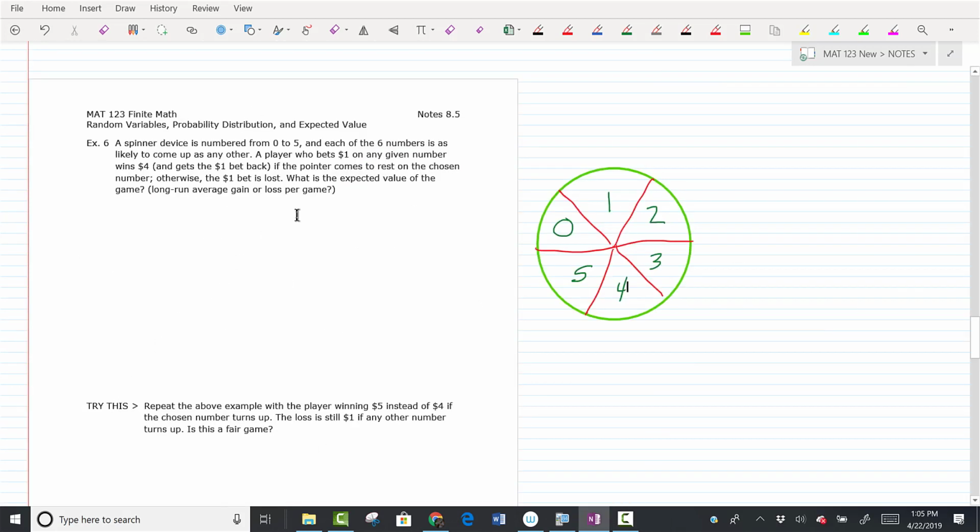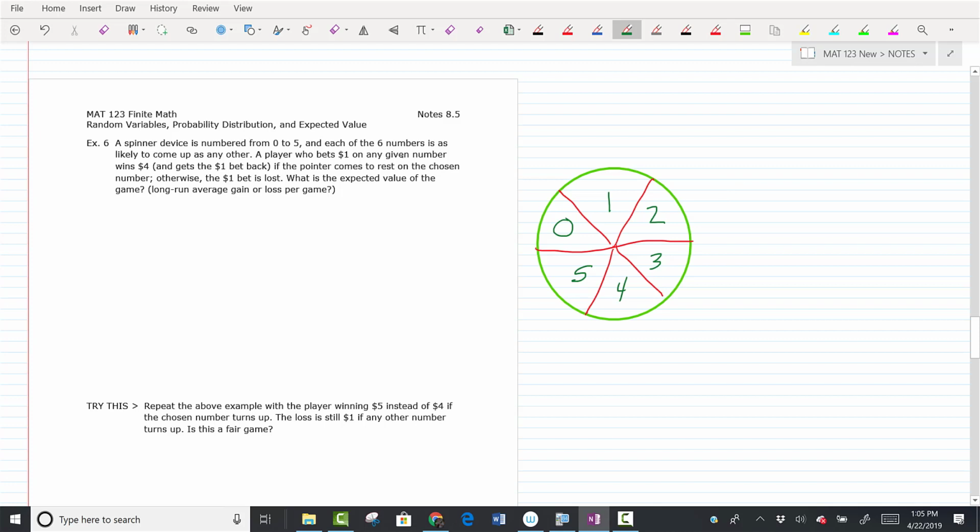Expected value. All right, so here's the basic idea on this problem. You have a spinner. You don't need to draw a spinner. I just did that so visually you can see what I'm talking about. So you have 6 numbers, 0 through 5 on there. Everything's equally likely on the spinner. And then you're going to do this. A player is going to tell the dealer, okay, I'm going to put my money on the 2. And then he's going to spin the wheel, and either he's going to win some money or he's going to lose that dollar, like that.